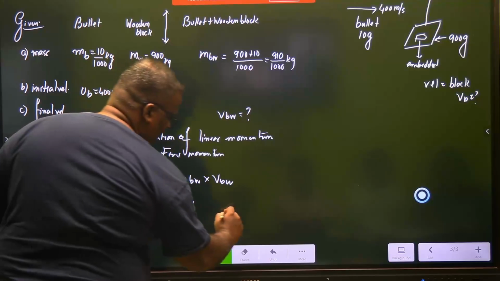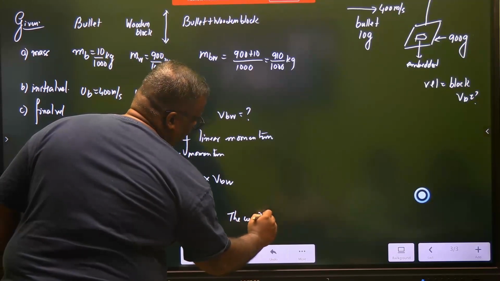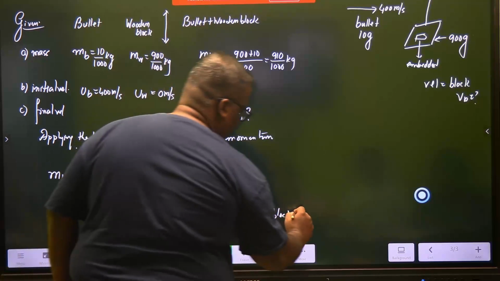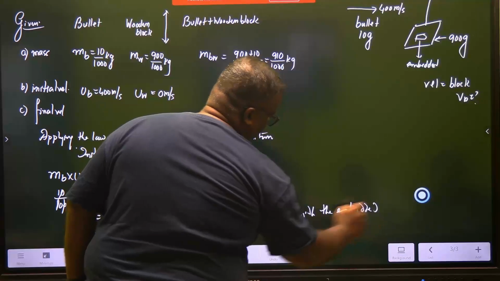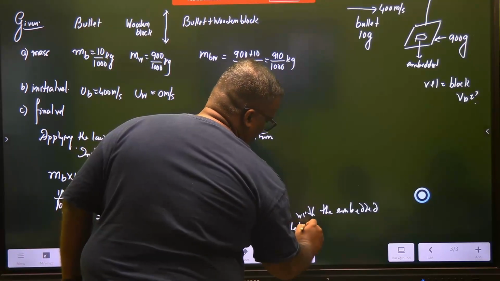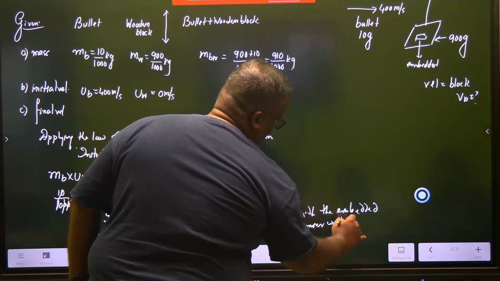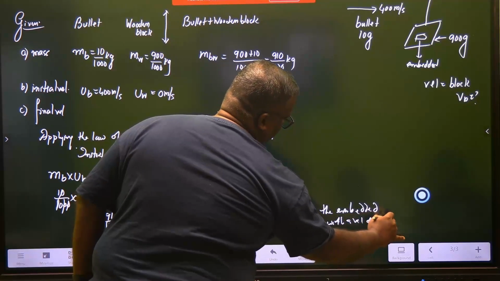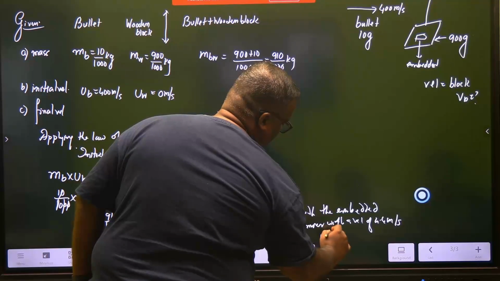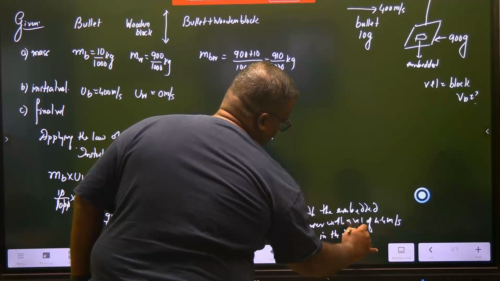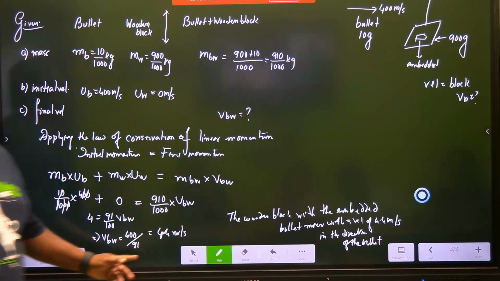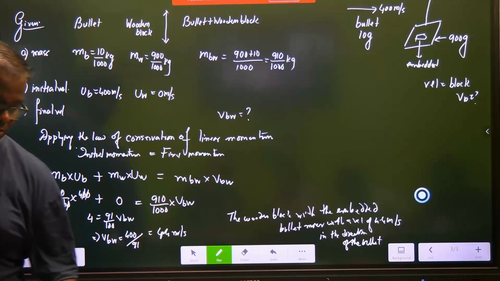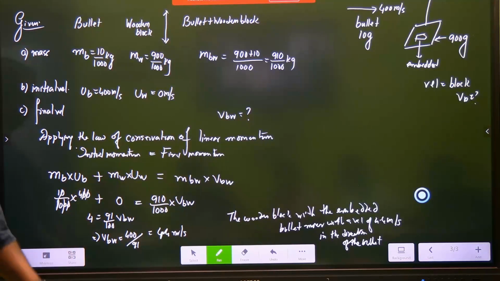So you can write: the wooden block with the embedded bullet moves with a velocity of 4.4 meters per second in the direction of the bullet. Who gave me the right to say in the direction of the bullet? The sign that I got, the same plus sign. So 4.4. Very interesting piece of problem.